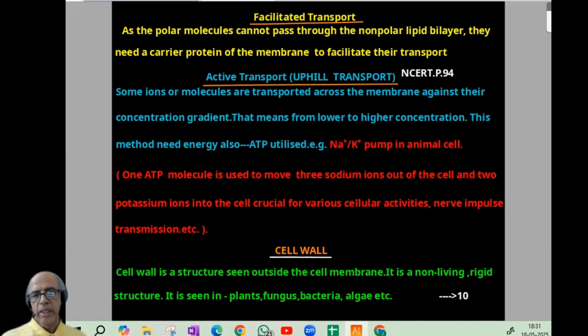I think the idea is clear. Now we can proceed to the next heading, the cell wall. The cell wall is a structure seen outside the cell membrane. It is a non-living layer, a rigid structure. It is seen in various organisms like plants, fungi, bacteria, algae, etc. I think the idea is clear. Now the next page.